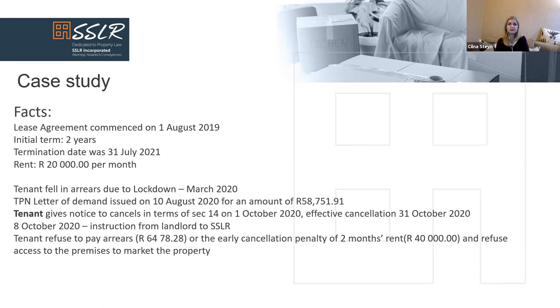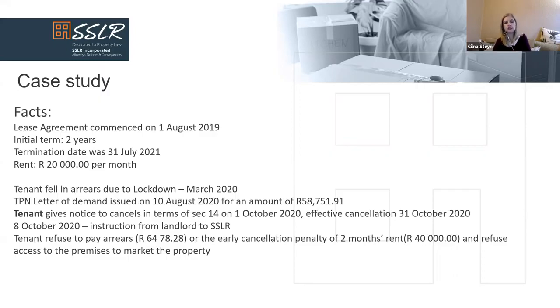And the main reason for the instruction to us was, I don't know what to do. The tenant owes me money. Now they do this cancellation notice. What can I claim? What should I claim? Please help. What now? So then we have done a letter of demand and a further letter, which I'll show you just now. And we also claimed the early cancellation penalty.